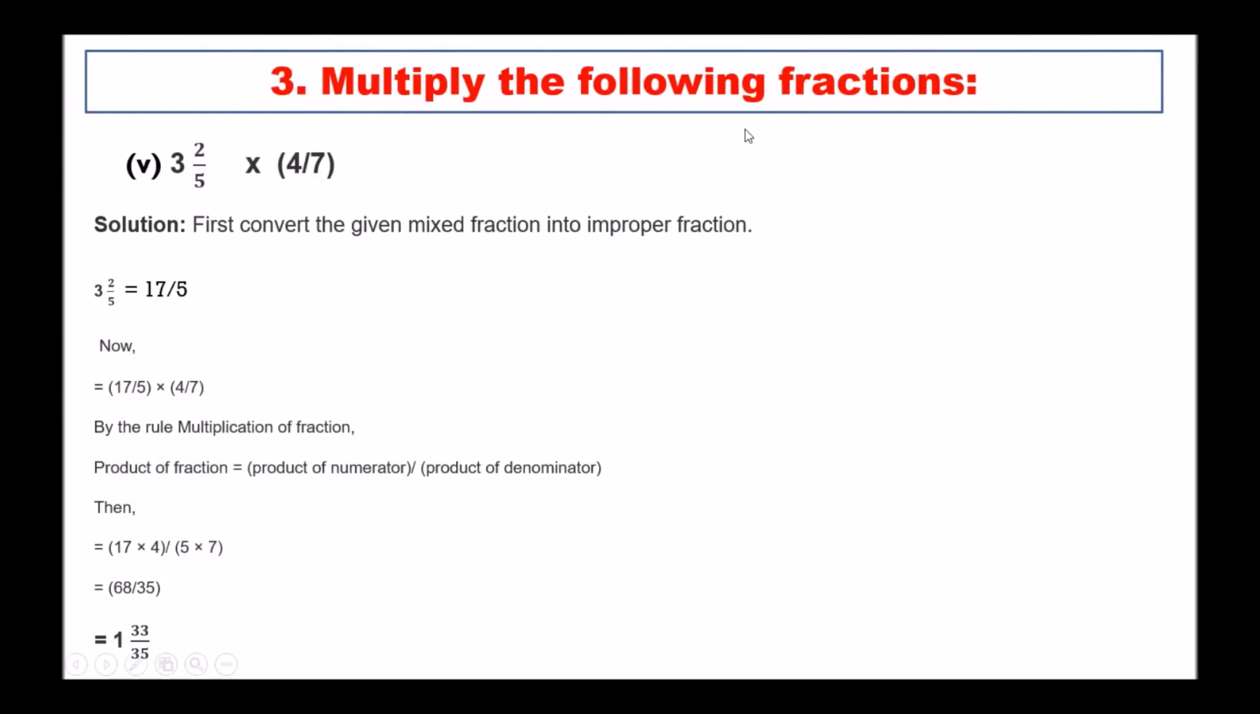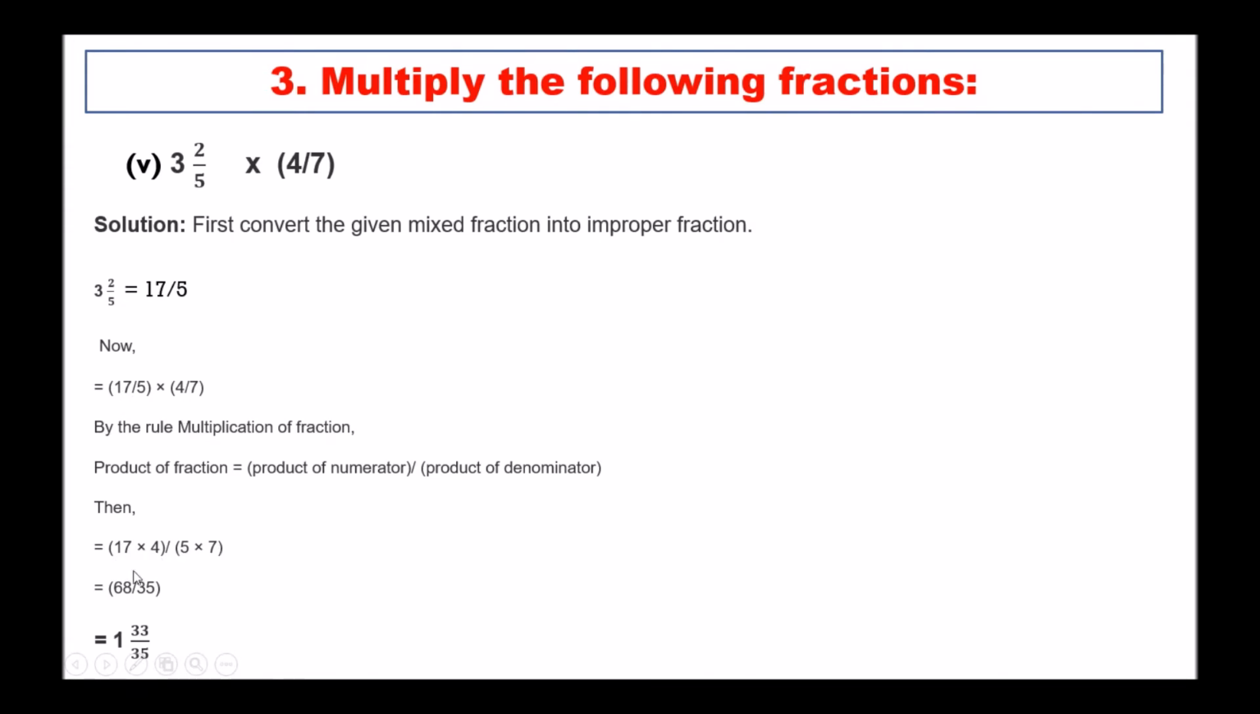Next, 3 and 2 by 5 into 4 by 7. First we will convert this 3 and 2 by 5 into an improper fraction, that is 17 upon 5. Then we will multiply it with 4 by 7. So first we will multiply the numerators, that is 17 and 4, and then the denominators, 5 and 7. So 17 into 4 divided by 5 into 7.